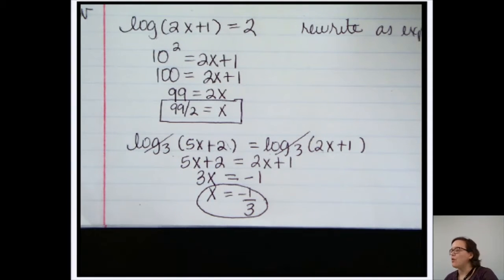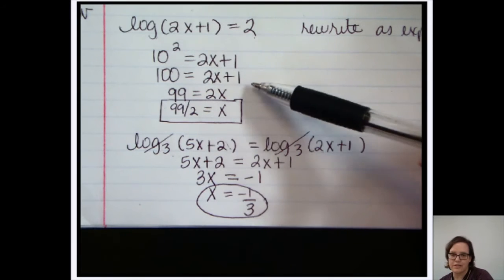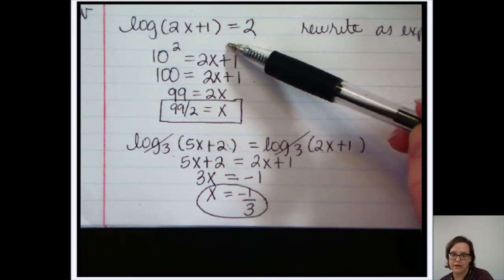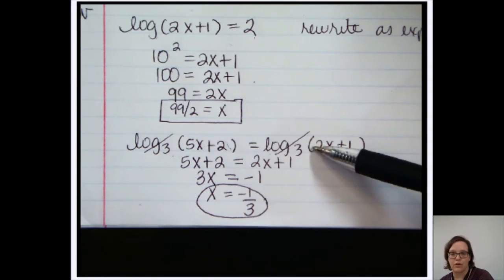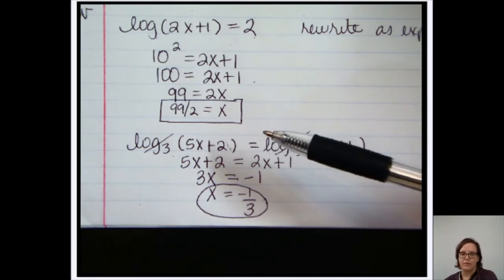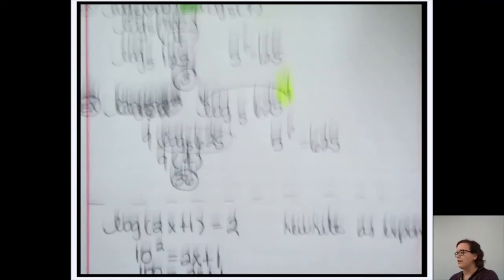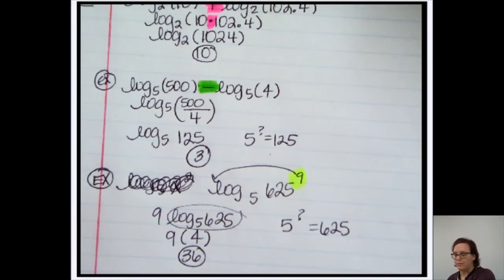Now, when we get into more complicated logs, we want it to look like these two scenarios: either one log equal to a number, or a log equal to a log. So keep that in your head. You're trying to make it look like the things that we've already done. That's going to be our job today, and we're going to work through a few examples.